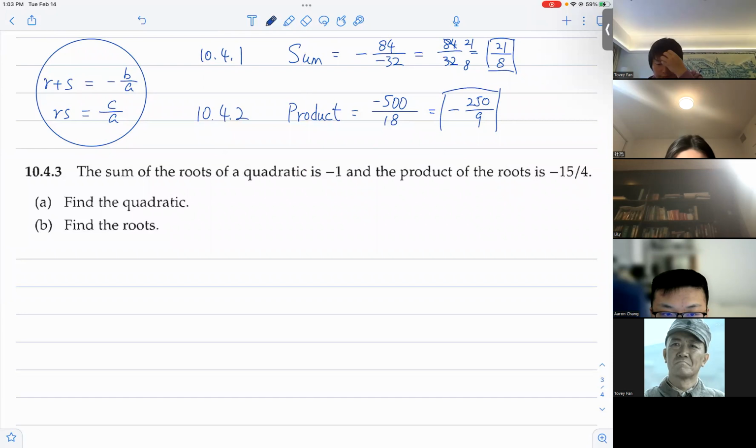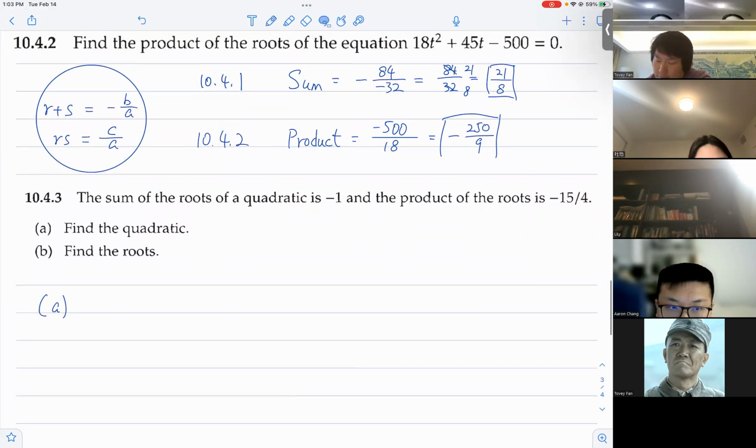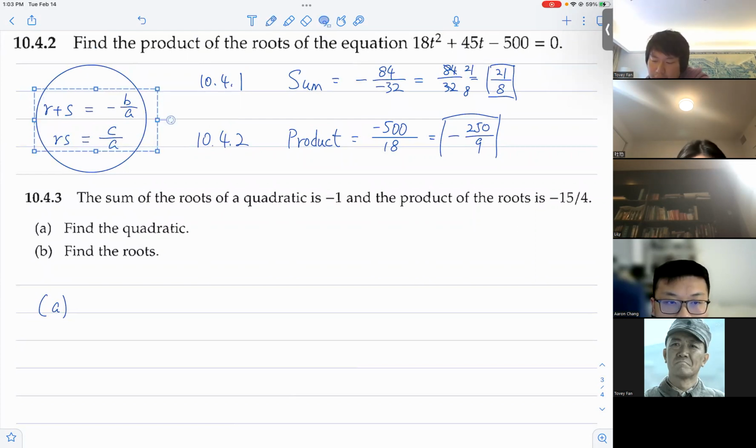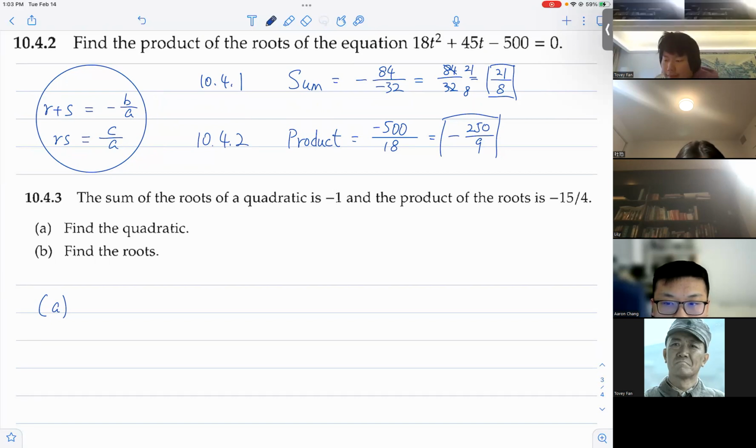All right, Aaron, sum of roots is known and the product of roots is known. Find the quadratic, find the roots. So let's find the quadratic first. The sum of roots is -1, and the product is 15 over 4. So you know the ratio between the linear coefficient and also the constant with the leading coefficient, right? So what's your leading coefficient in this case?